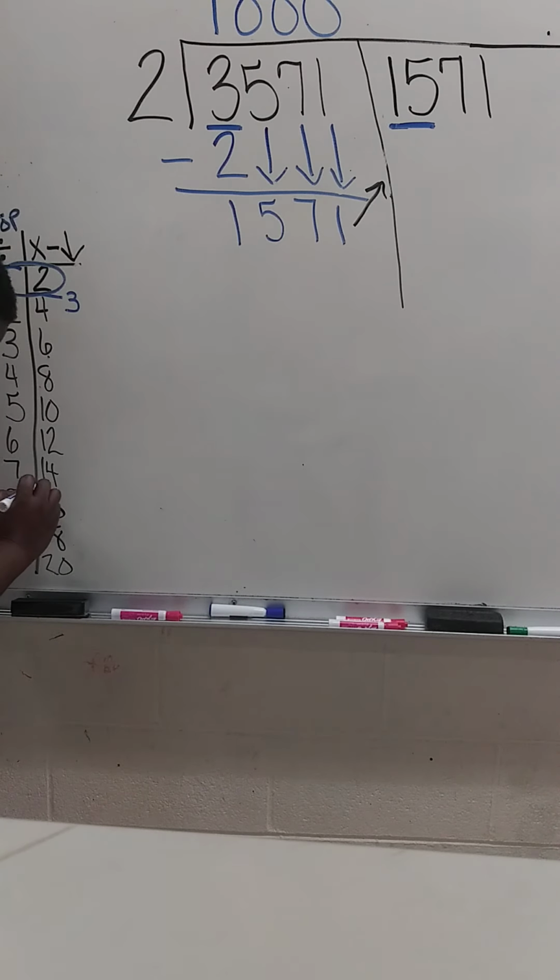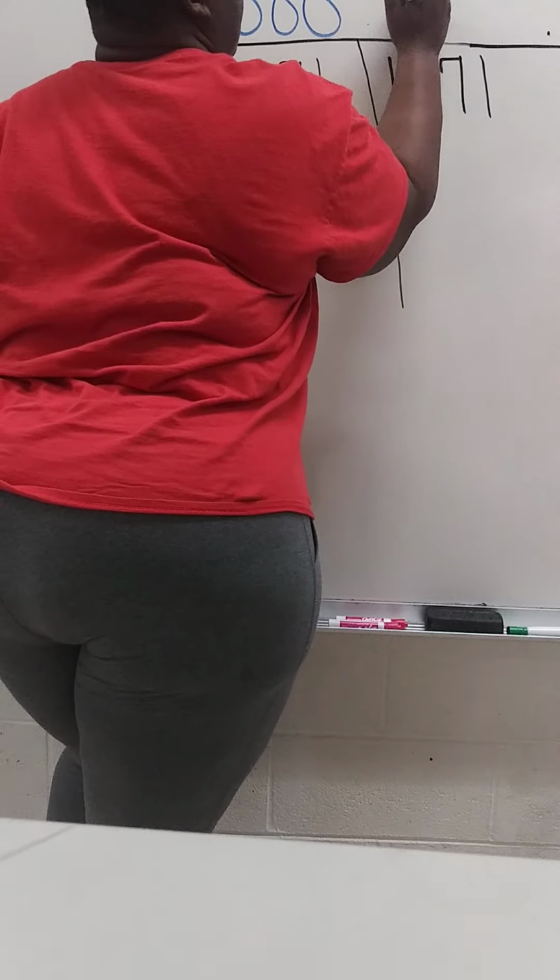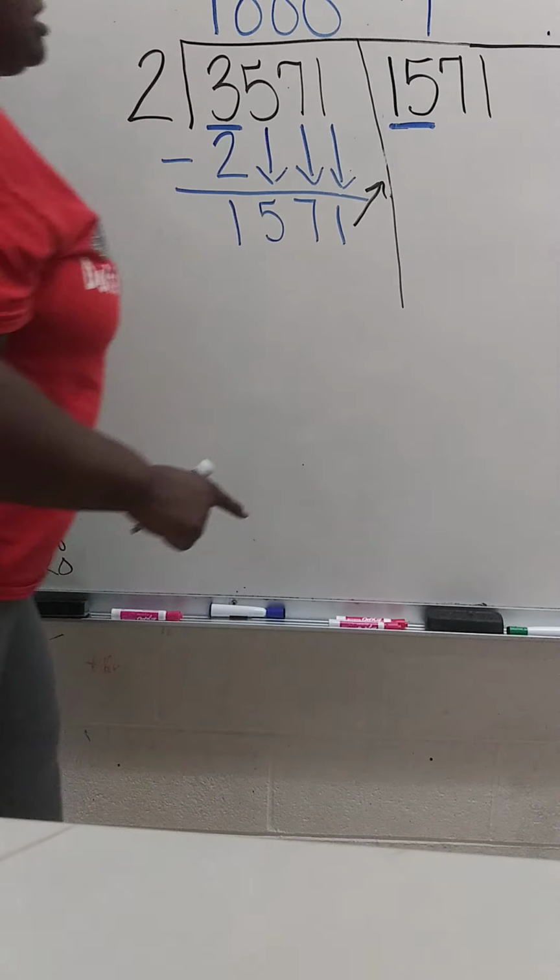So 15 is here, in between 14 and 16. How do I know? Because I can count up 14, 15, 16. So I know it's in between these two numbers. We're going to use the smaller set of numbers. So we will be using the 7 and the 14. This first number always goes on top. So that 7 will go on top of the 15.